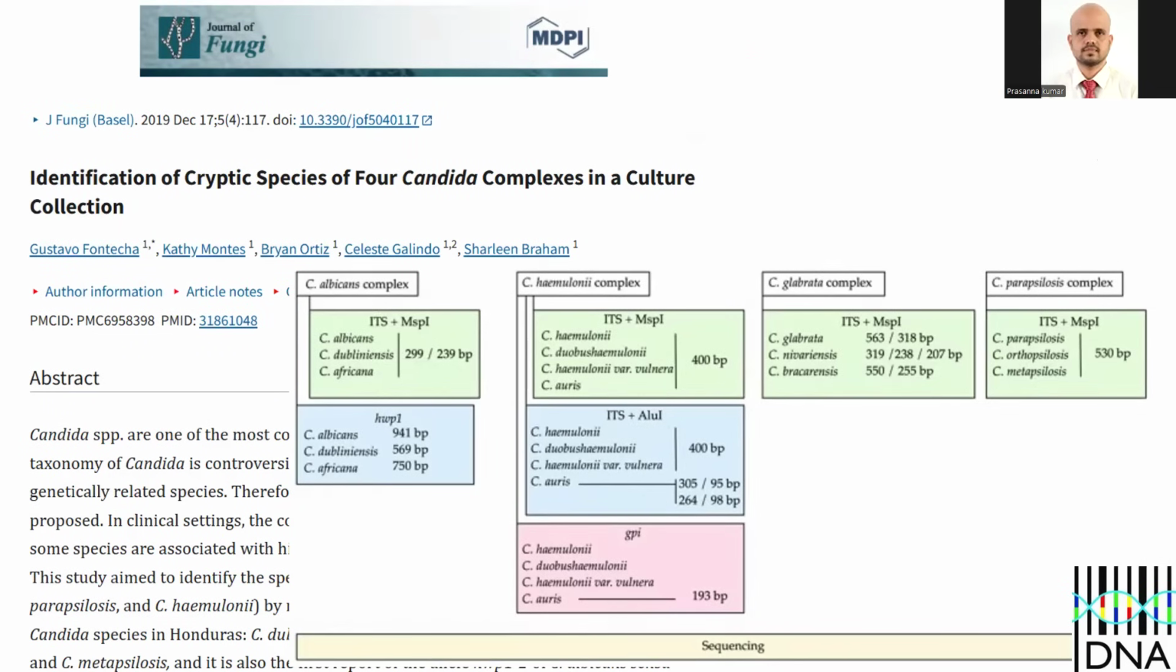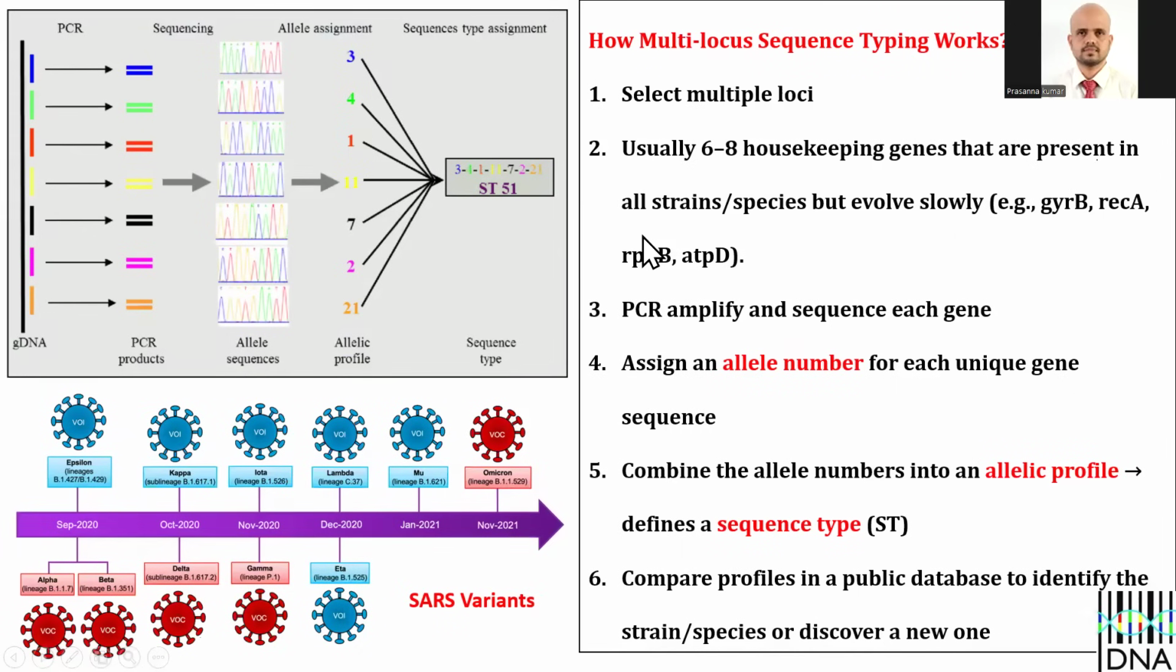For example, in Candida, it is a well-known fact that to resolve the Candida albicans complex, they use both the ITS gene, the internal transcribed spacer, and MspI, AluI, MspI. Various other genes, including GPI, can be used along with ITS for better resolution. There is another concept called multi-locus sequence typing.